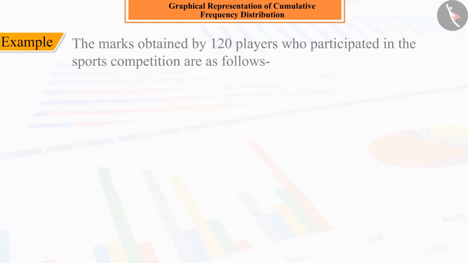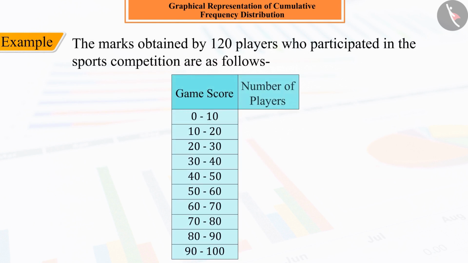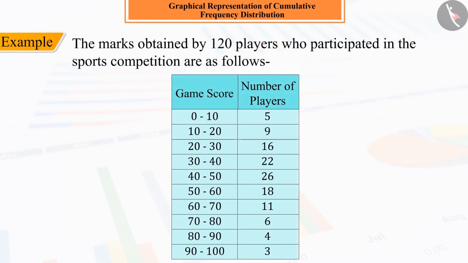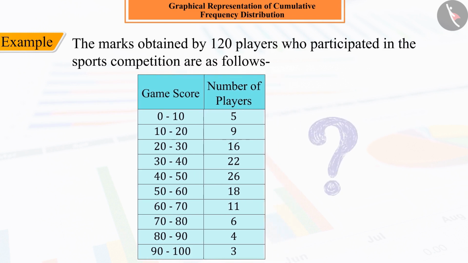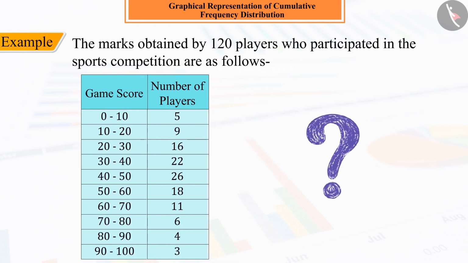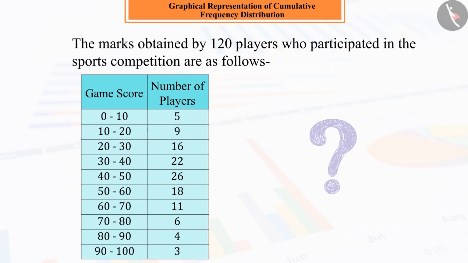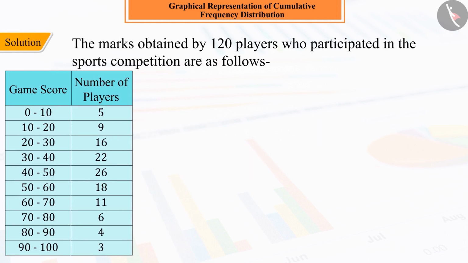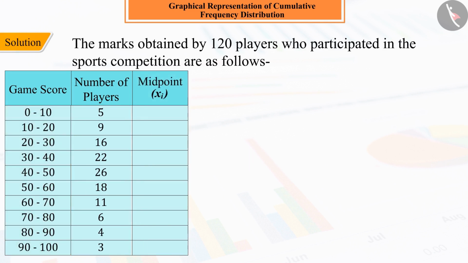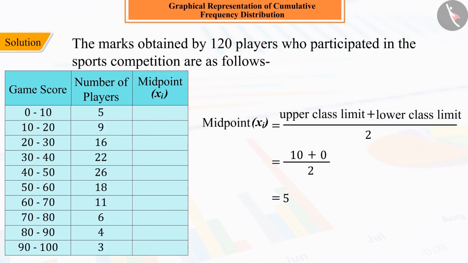On the basis of grouped data, we can see that the marks obtained by the 120 players who participated in the sports competition are represented as follows. So, can you represent these figures graphically? Well done. For graphical representation, firstly, we need to find the midpoint of the given class intervals, which is shown in the frequency table as follows.